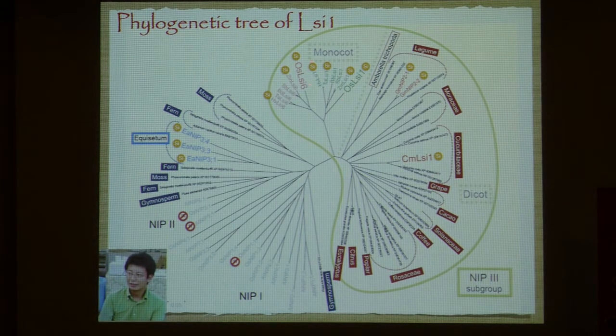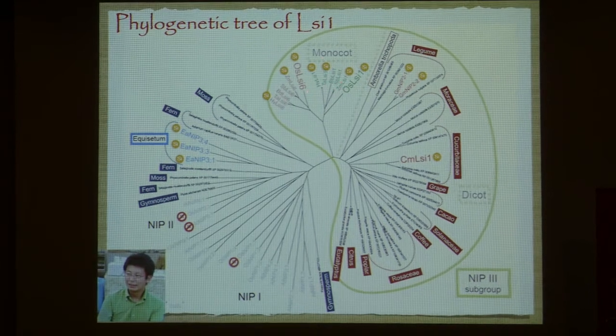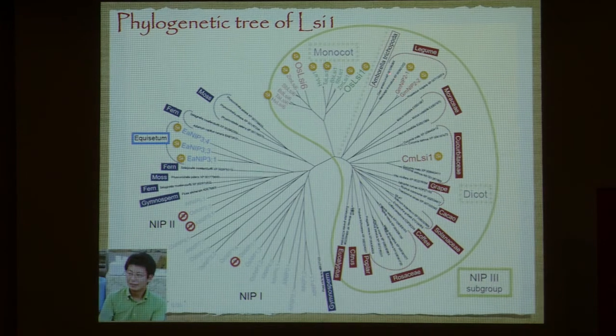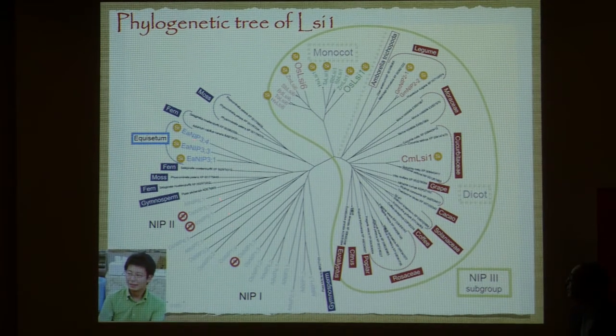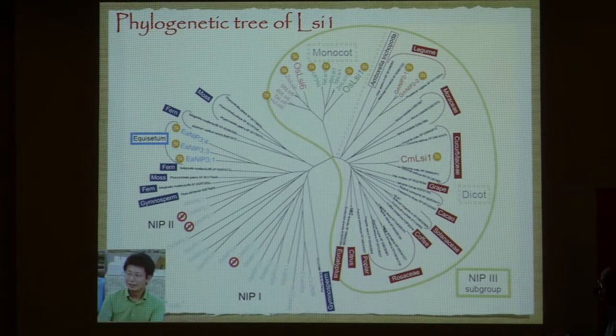In the monocots, Lsi1 homologs have been identified from maize, barley, and wheat. In the dicots, Lsi1 homologs have been identified from pumpkin and soybean. Recently, a different group of Lsi1 influx transporters has been identified from the horsetail.